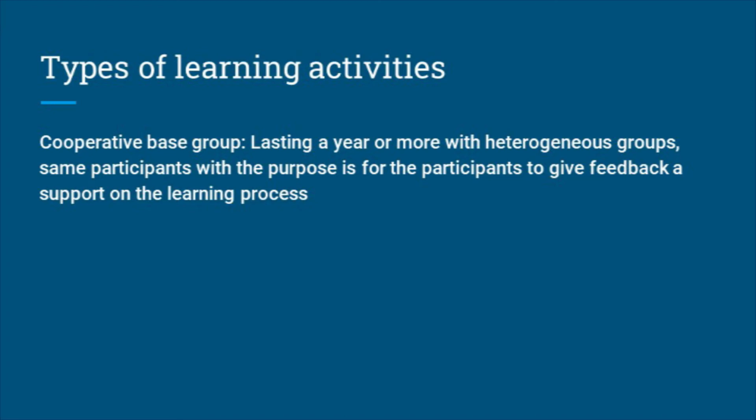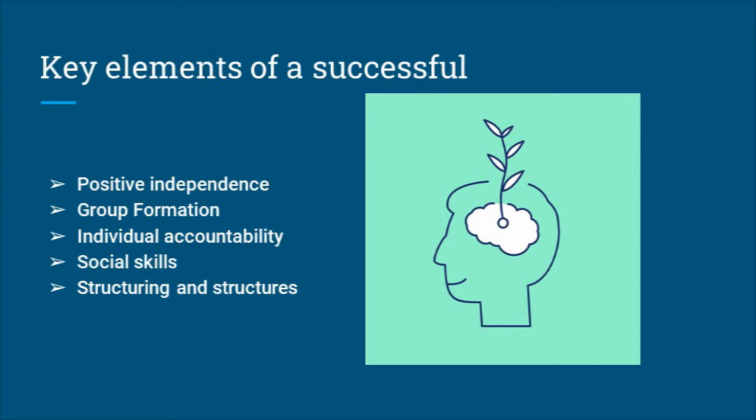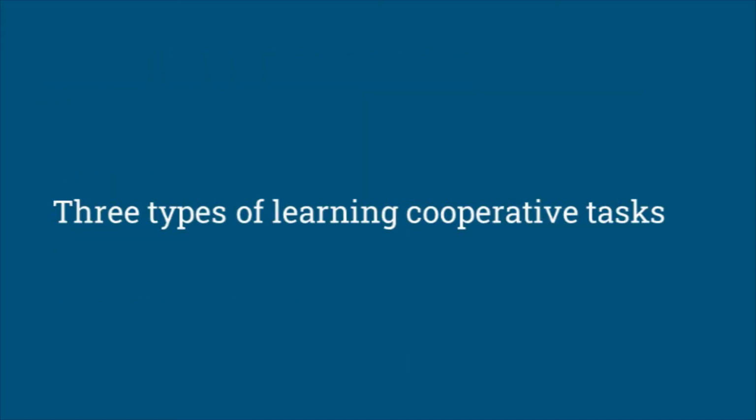Then there are the cooperative base groups, which are not the same as the last one. They will last at least a year and work with heterogeneous groups, or in other words, groups that have different levels of English speaking or English management in general. Some key elements for the success of the CLL would be positive interdependence, group formation, individual accountability, social skills, and structuring and structures. There are three types of cooperative learning tasks.